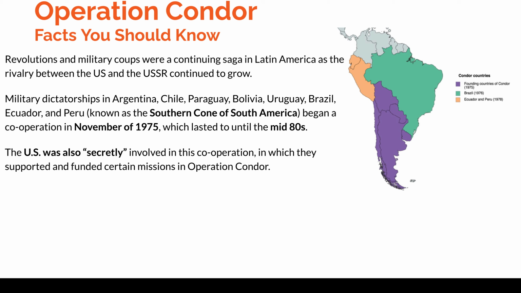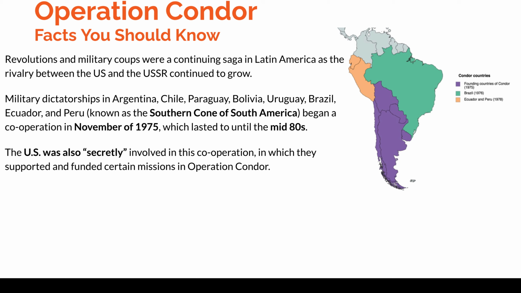There were a lot of intense tensions rising between the Soviet Union and the United States, especially in the 50s and the 60s and the 70s. The US and South America at large believed that Latin America had the potential to become some sort of a base or a headquarters for more communist ideals. Revolutions and military coups were a continuing saga in Latin America.